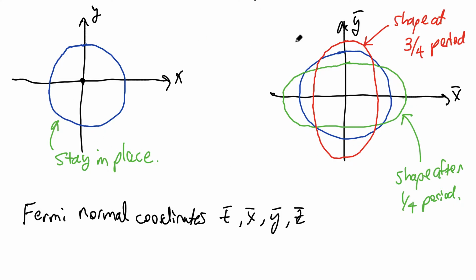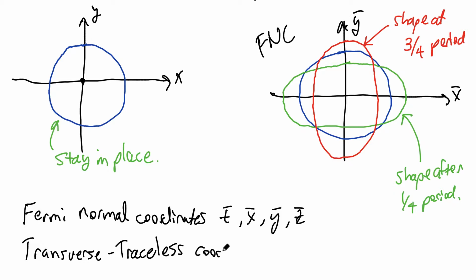Now, both of these pictures are correct, but it's this picture that uses Fermi normal coordinates that shows what an observer would actually see as the gravitational wave passes by. And by the way, the original coordinate system used to draw this picture, the t, x, y, z coordinates, are referred to as transverse traceless coordinates, t, x, y, and z, sometimes abbreviated TT.